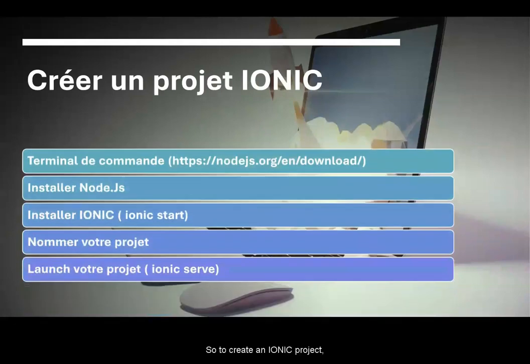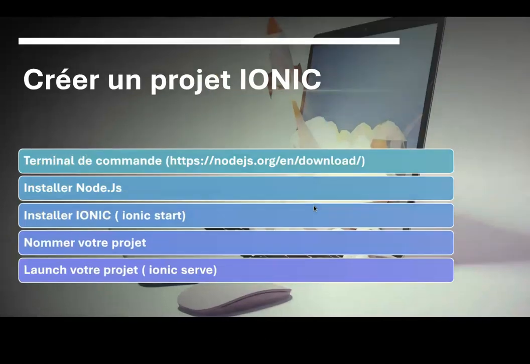To create an IONIC project, you will need your command terminal and to install Node.js beforehand. I have put the link in front of it: https://nodejs.org, and download. Then you will have to install IONIC with the command ionic start. Then you will be able to name and launch the project, and for the launch, use the command ionic serve.